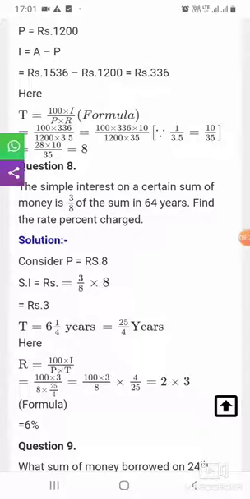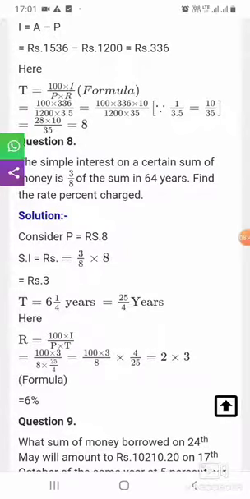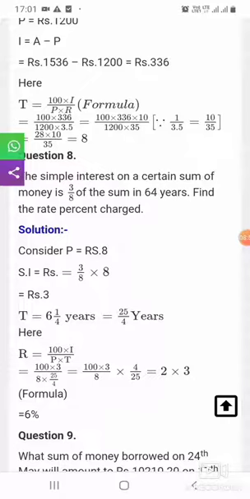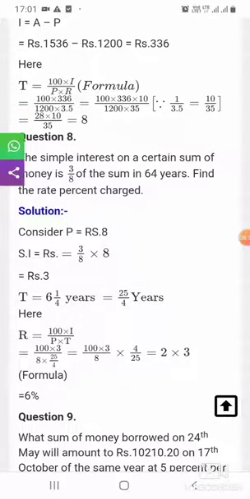Now let us see here. Consider P is equal to 8 rupees. Why are we putting 8 rupees? Because we told 3 by 8. We told that it is 3 by 8 of the sum. Now SI is equal to, now principal if I assume it as 8, then SI becomes 3 by 8 into 8, so that we can cancel it as 3 rupees. Now principal is 8 rupees. Simple interest is 3 rupees.